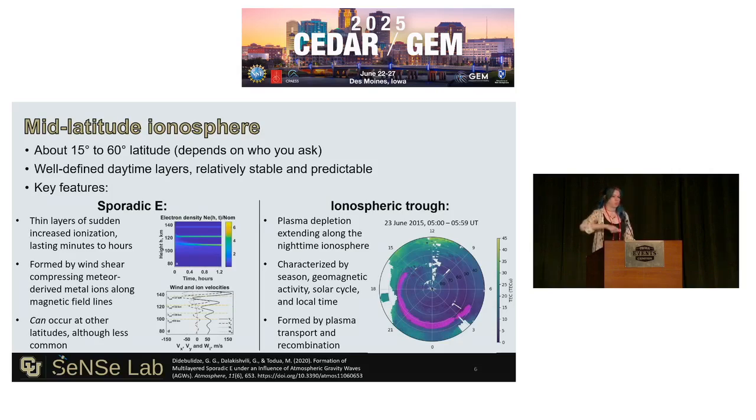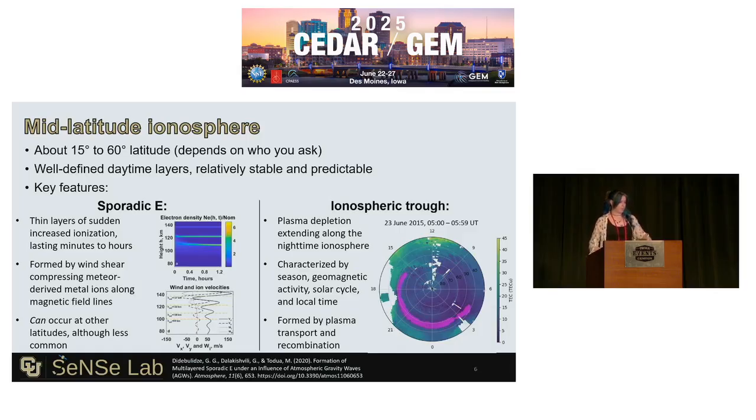So while we do have those vertical layers, I also wanted to talk about the specific regions on the Earth in terms of latitude. I'm starting in the middle with the mid-latitude ionosphere, as it is the least complex in my opinion. The mid-latitude ionosphere stretches from about 15 degrees to 60 degrees in latitude. It depends on who you ask. That's how I personally define it. The mid-latitude ionosphere has the most well-defined layers and is relatively stable and predictable, but we do still have some key features that influence it.